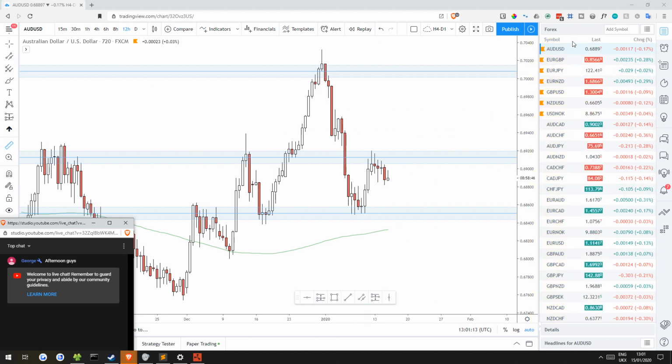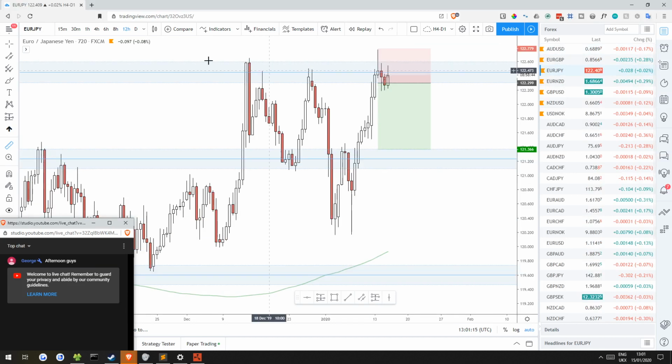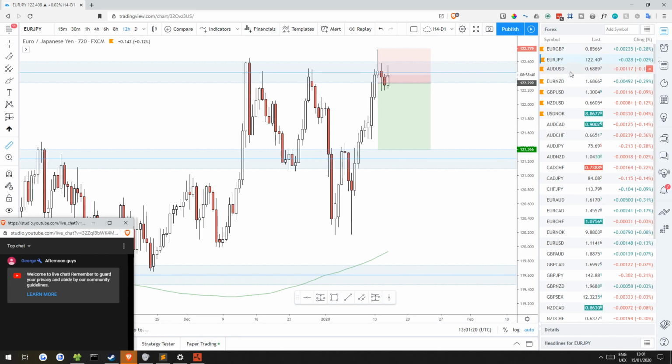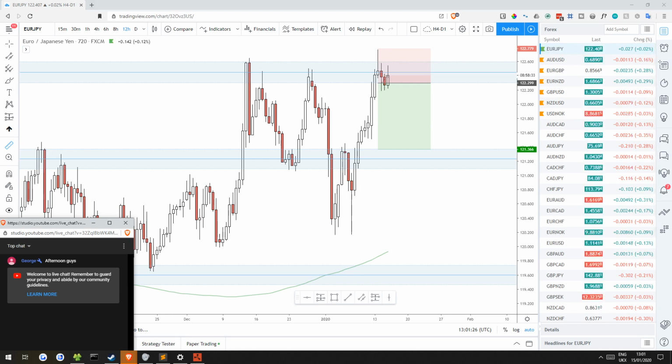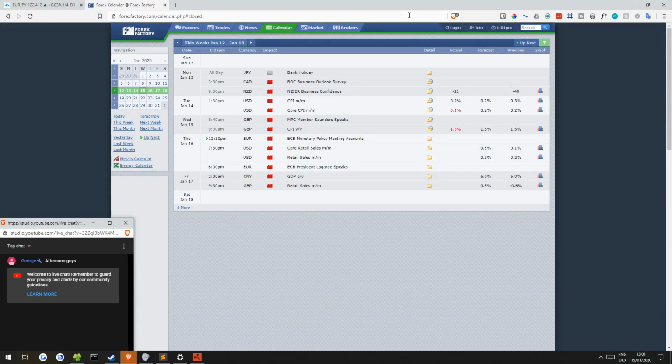So let's get started. We're also going to be discussing a setup that I got in yesterday, EURJPY 12 hour. Let's start with that since that's an active trade. Also doing a live trade video for this one. And we're also going to take a look at the news. So we're doing a bunch of things here. Let's start off with the news, then we'll look at the trade I took yesterday, and we'll go from there.